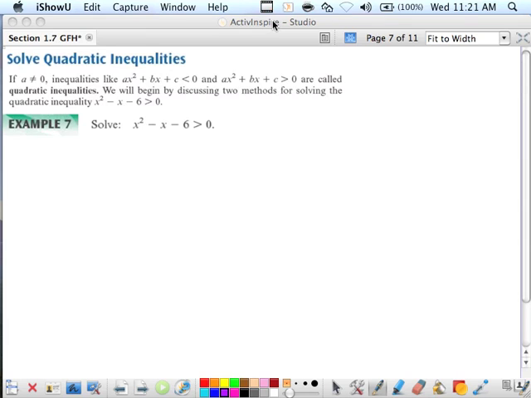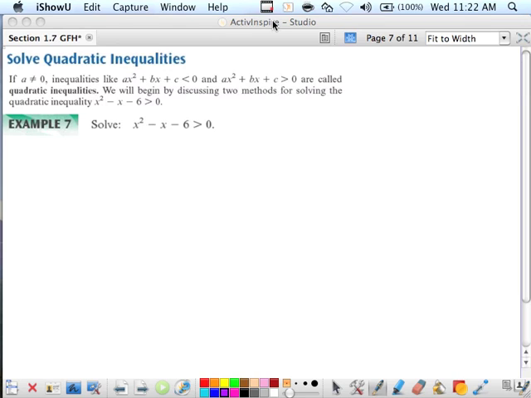At this point, let's talk about solving quadratic inequalities. It's a little different from solving quadratic equations. It takes a little more effort. First thing we need to do is get a method going. The right side needs to be 0. So go ahead and do that.